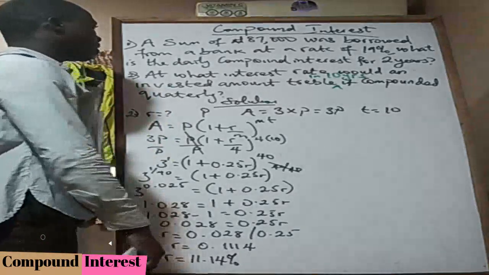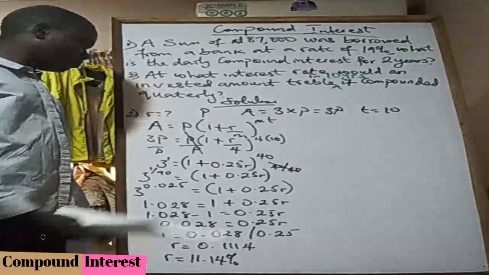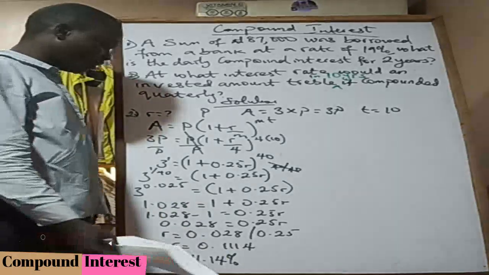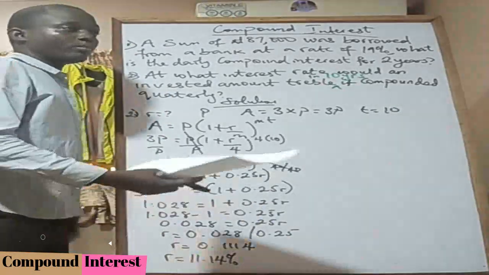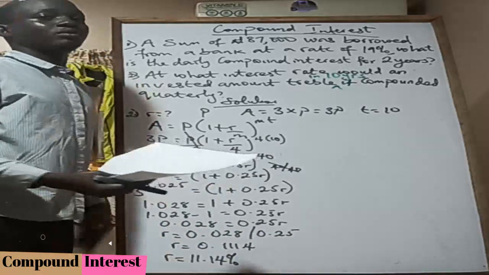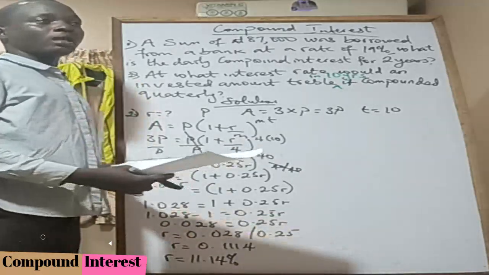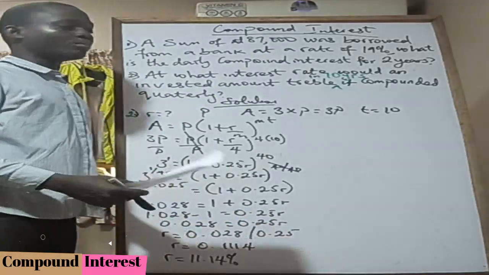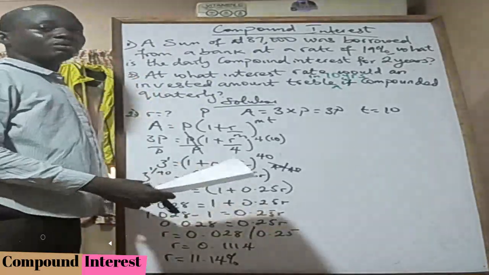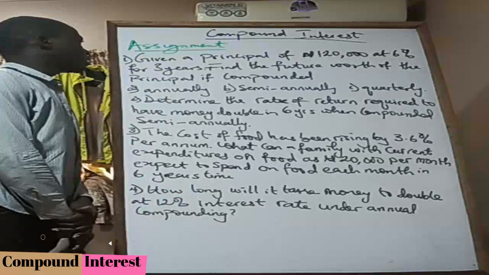Okay, so then there's going to be an assignment that would be a combination of simple and compound interest. But before we go into that, in the next class we'll be talking about discounting and continuous compounding. So let's wait for the assignment before we bid ourselves goodbye.